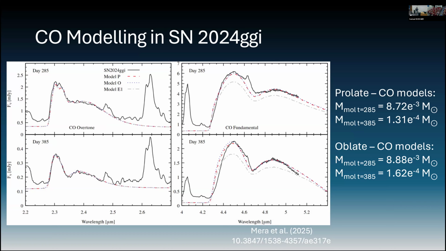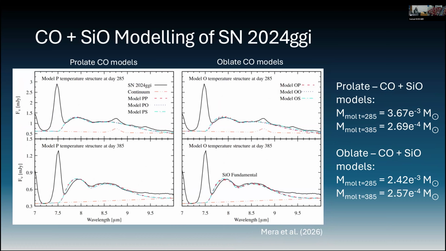Again, we initially tried with a non-clumped model, but found that in order to reproduce the flux ratios between the fundamental and first overtone, we needed a significant amount of clumping. And we see quite a large decrease in the amount of molecules over the course of about 100 days between our observations. With GGI, we were able to also fit the SiO features after the CO, using the temperature structure derived from fitting the CO first overtone and fundamental.